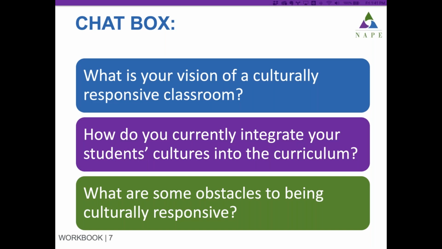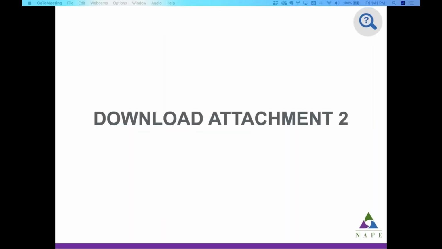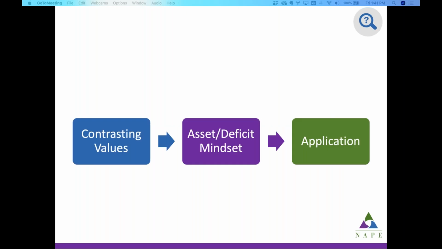Okay, so now what I want to encourage you to do is to download the second attachment. I'm going to teach two different kinds of frameworks, and then we're going to do an activity to apply that. The first thing we're going to look at is contrasting values. Contrasting values is not in this book, but it's really timely to what I think we're experiencing right now, so I want to make sure that we talk about it. The asset deficit is the third attachment, and then we'll do the application.